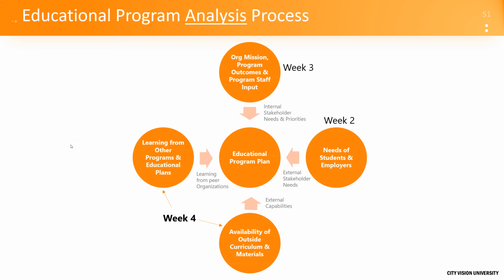Again, connecting this, we're still in the analysis phase of the ADDIE process. And in this week, you're looking at availability of outside curriculum and materials and learning from other programs. This is learning from peer organizations and external capabilities. Often, if you can buy a very effective curriculum, that may affect how you design your program because it may reduce your cost significantly and have better outcomes. So that's part of why we want to do this early.